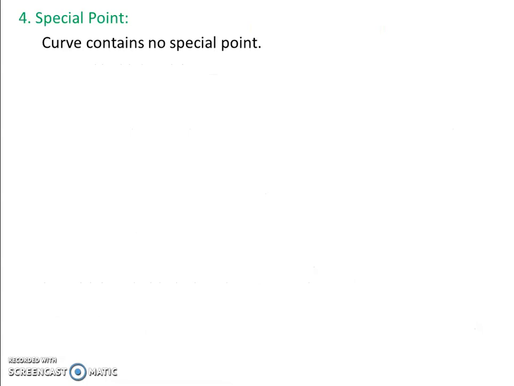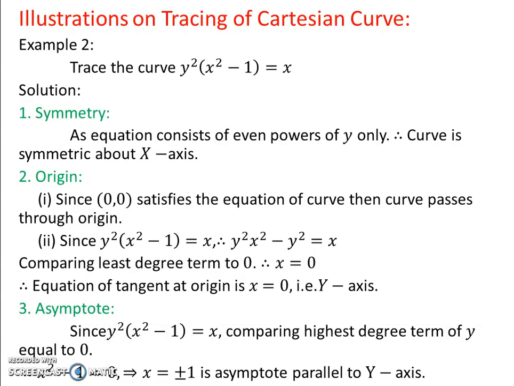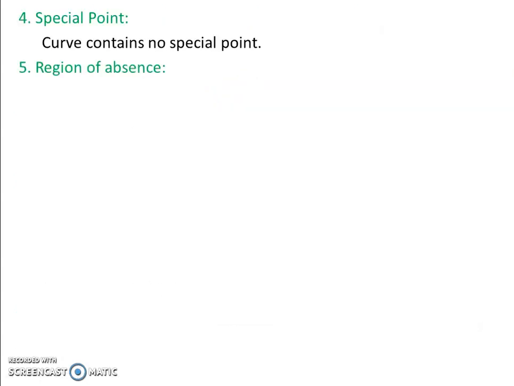Special points: if you observe, 0, 0 is one point, but it is not a double point. In the previous curve, if you put x equal to 0, then y square equal to 0, but here x has only one value, 0. Therefore 0, 0 is not a double point. So the curve contains no special point.